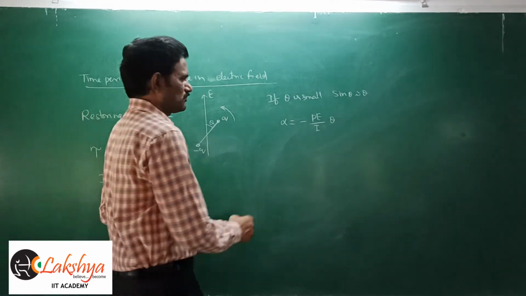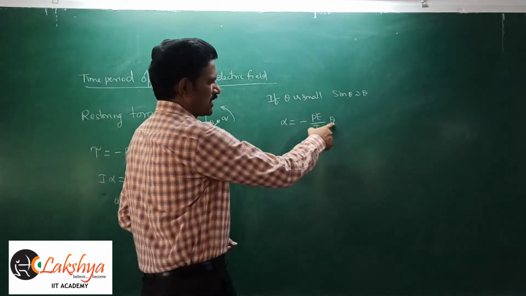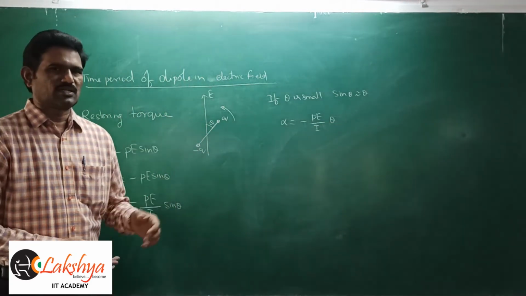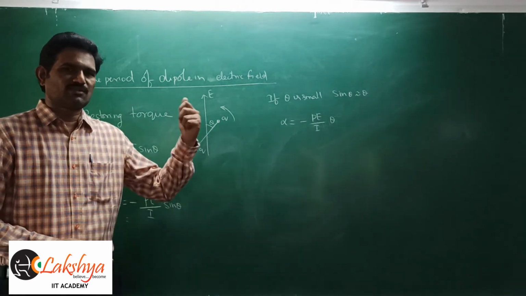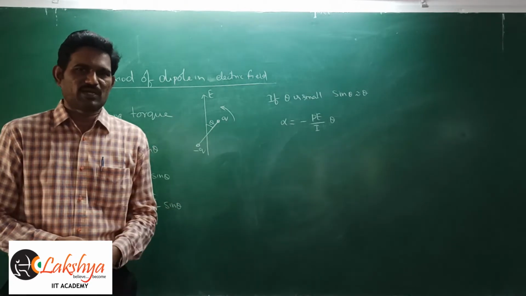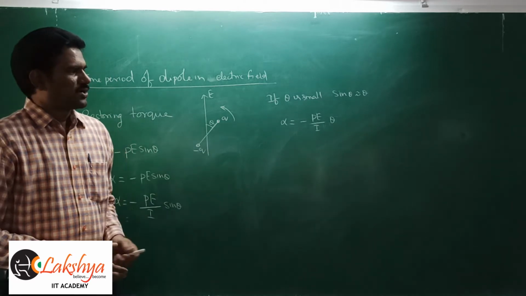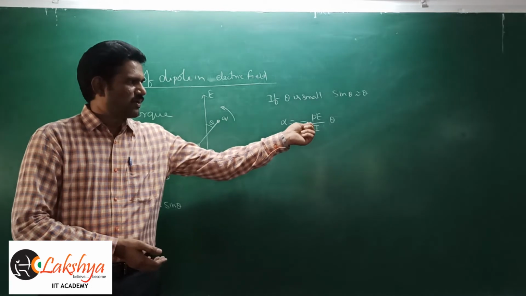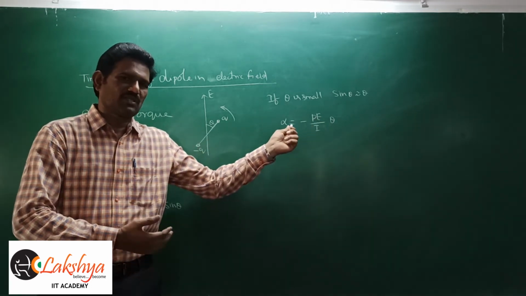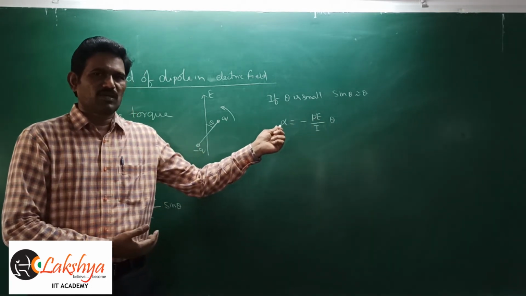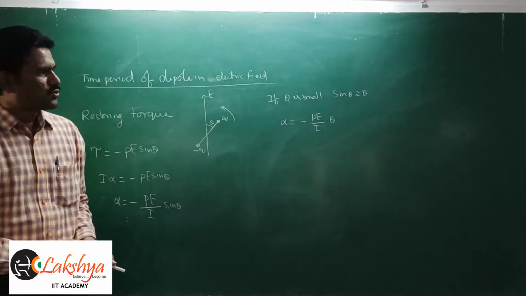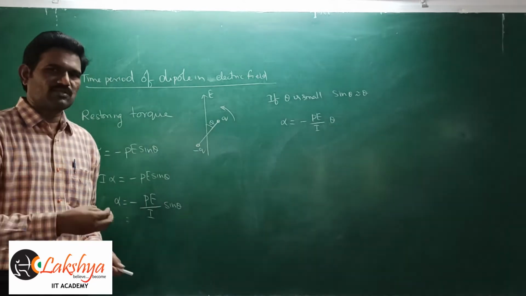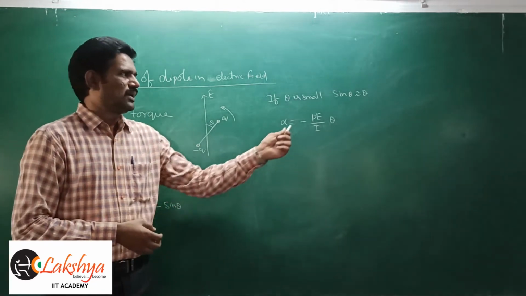That means if angular acceleration is directly proportional to the negative angular displacement, then we can say that the motion will be simple harmonic motion, which is similar to our a is proportional to minus x in SHM. So here this alpha is the angular SHM. Alpha is equal to minus PE by I into theta. That means alpha is proportional to minus theta, and so from this we can conclude the motion will be simple harmonic motion. And it will be simple harmonic motion only when theta is small.